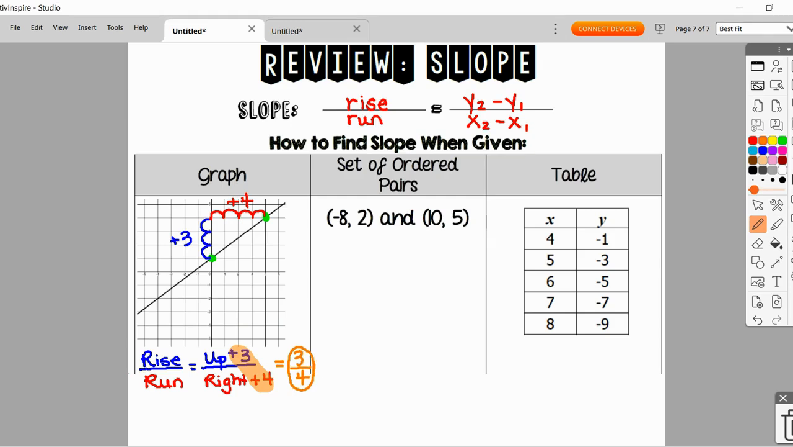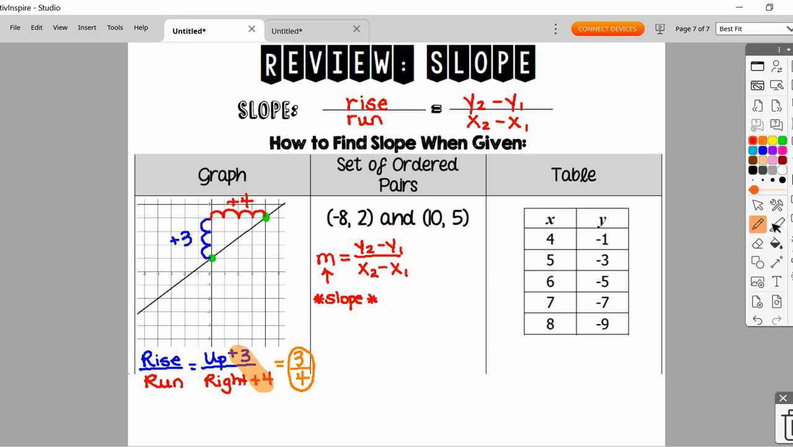For the second one, you can plot those points and count rise over run, or you could use the slope formula, which we have above. The slope formula is m, which is the letter for slope, equaling y2 minus y1 over x2 minus x1. Again, this m just means slope. I don't know why they chose that letter for it, but they did.